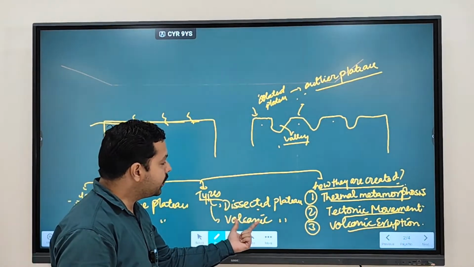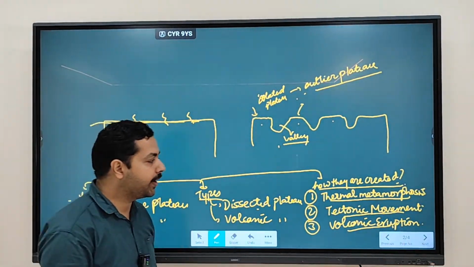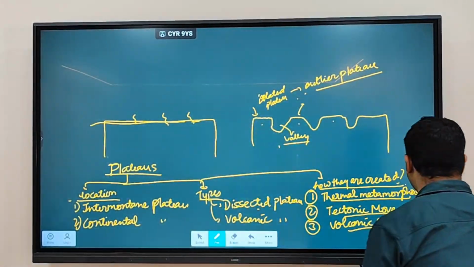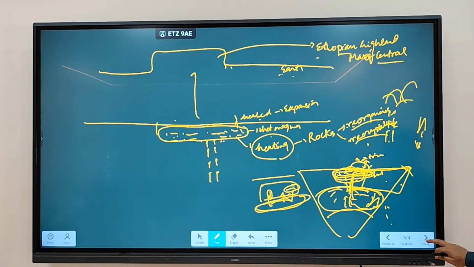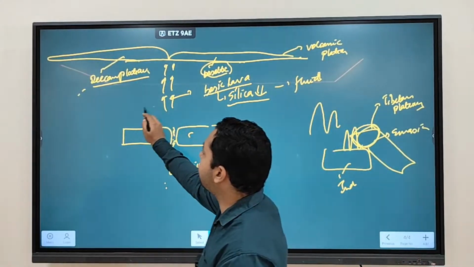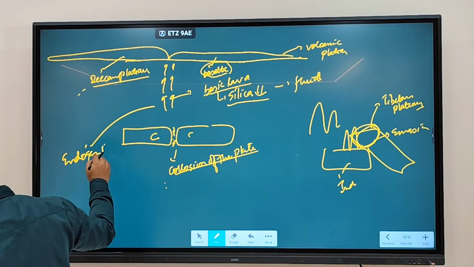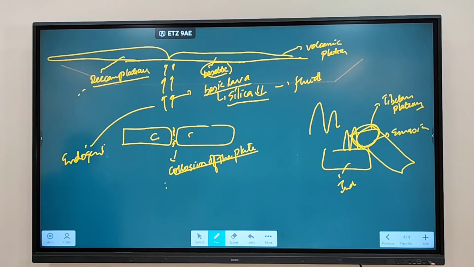Then there are two other types that you see: dissected plateau and volcanic plateau. Fine. So plateaus that are formed by volcanism, which type of force is that? Endogenic. We discussed that endogenic can be classified into what?